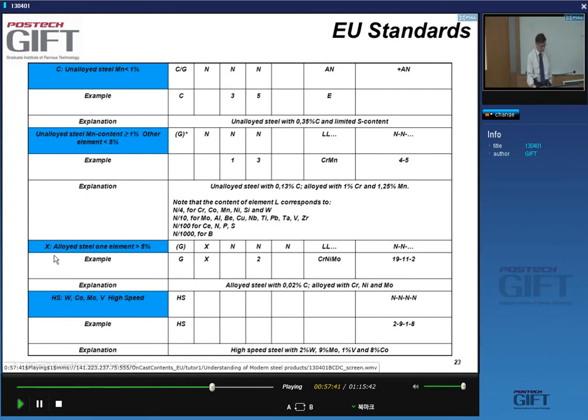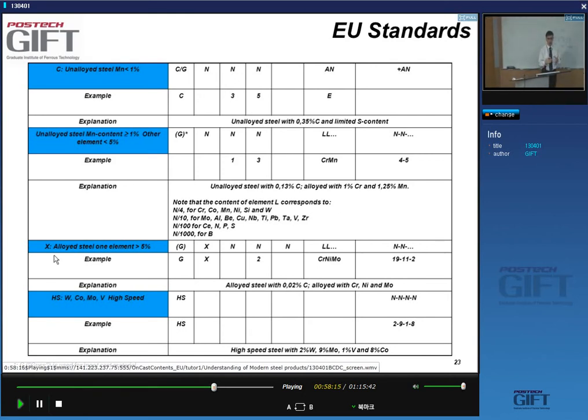You can also get, in the specification that focuses on the chemical composition, the third class, where the name starts with an X. Yes, and when it starts with an X, it means that there are alloying elements that have content more than 5%. So let's have a look at an example.